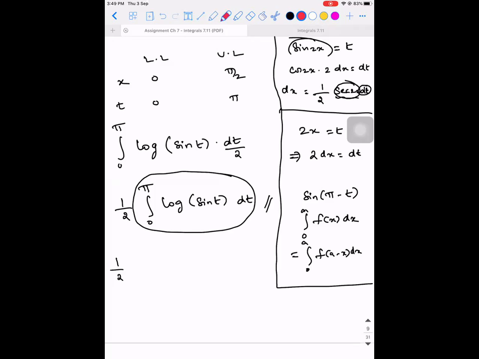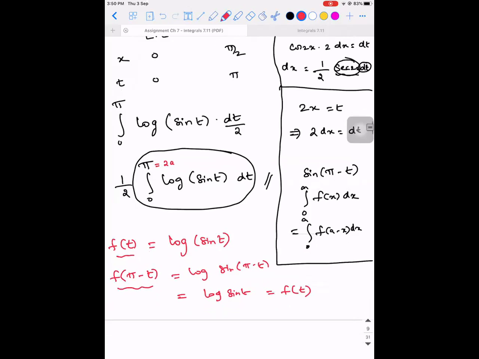What is 2a here? 2a is pi, so a will be pi by 2. So what is f of 2a minus x? I have f of t in my hand. f of t is log sine t. f of pi minus t is log of sine of pi minus t. That is going to be log sine t only. So f of 2a minus x is coming out as f of x.